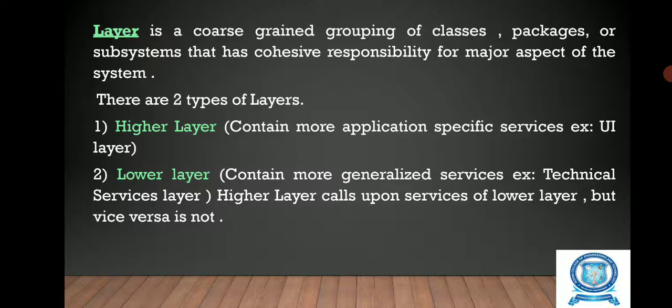A layer is a coarse-grained grouping of classes, packages or subsystems that has cohesive responsibility for a major aspect of the system. There are two types of layers, higher layer and lower layer. The higher layer contains more application specific services, for example the UI layer. The lower layer contains more generalized services, for example the technical services layer. A higher layer calls upon services of a lower layer, but vice versa is not possible.